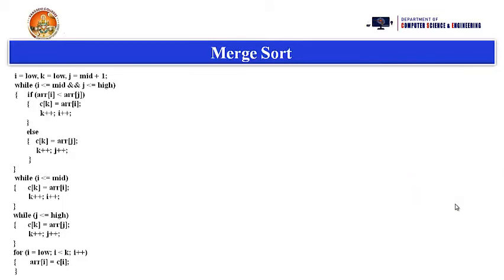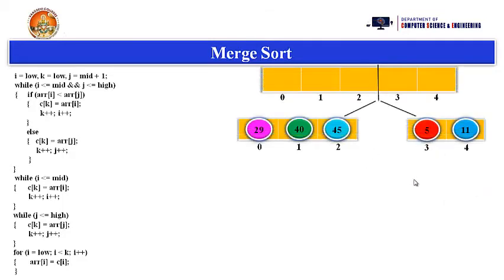Now we need to compare these two subarray elements. So take the first element in the first subarray and the first element from the second subarray. So that is 29 and 5. Compare these two. So 5 is less than 29. So place the 5 in the 0th index position. Now increment the index value of the second subarray. Now it is pointing to the 11 value.